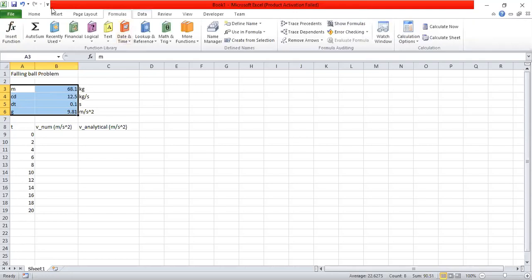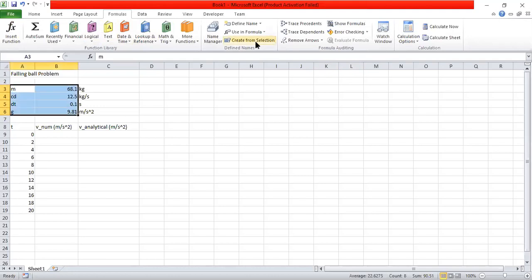Can you all see me? See that I'm selecting the formulas tab because I want to be sure you can see my screen. Okay, thank you.